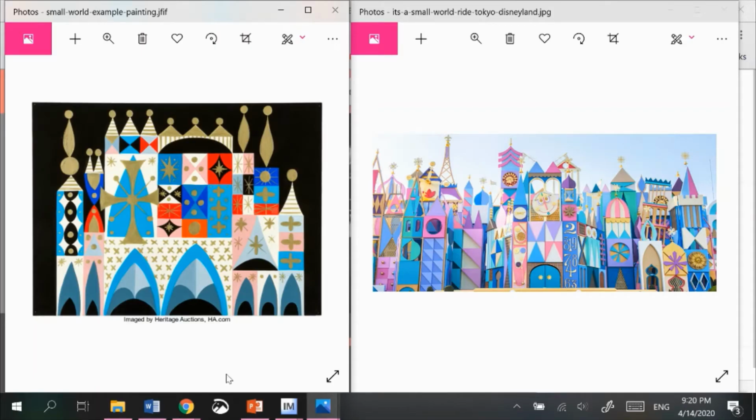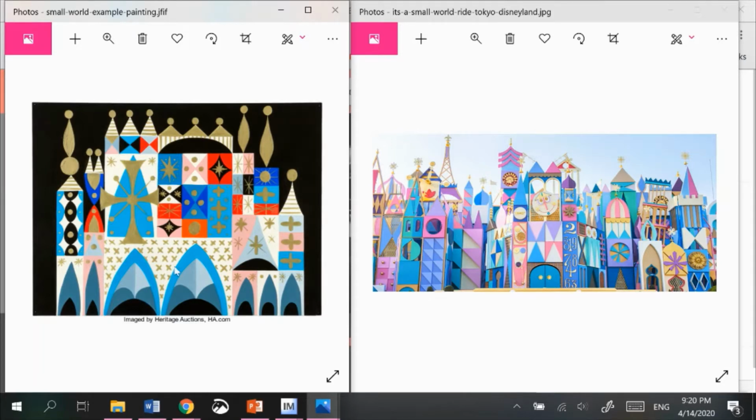On the left side of the screen, we have the concept art or the sketch that Mary Blair, the artist, created for Walt Disney in preparation for his ride, It's a Small World. On the right side, we see a photograph of what the ride looks like today inside of Tokyo Disneyland, located in Japan. What I want you to do first is to look, use your eyes to see. What shapes do you see? What colors do you see?